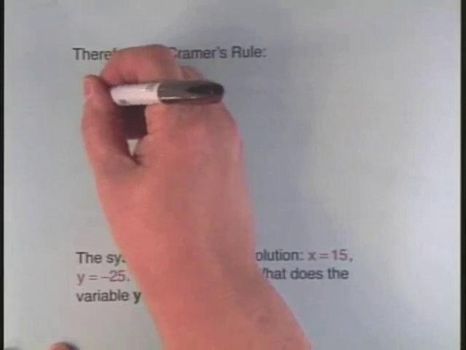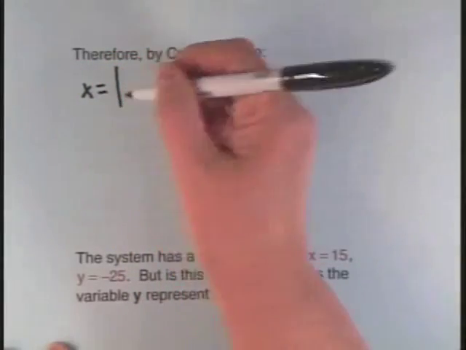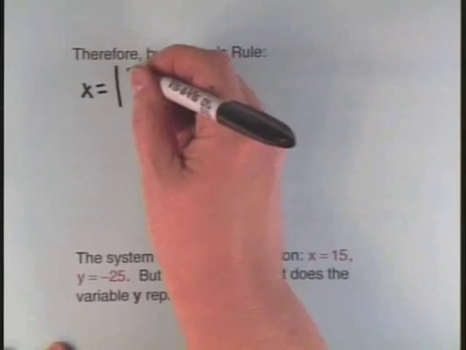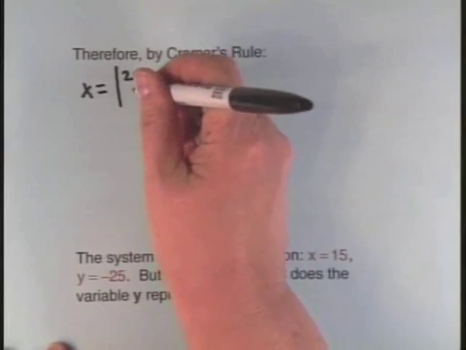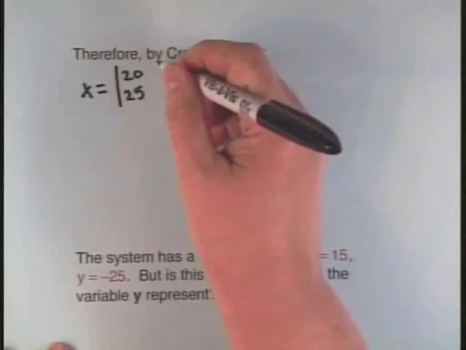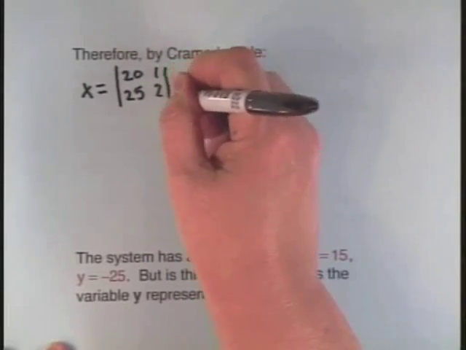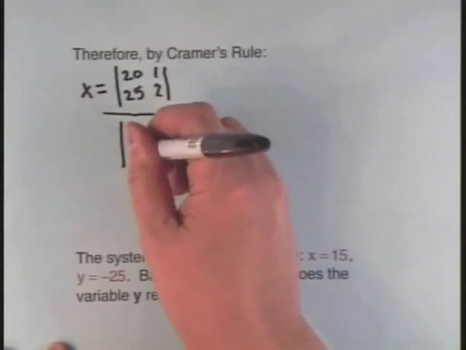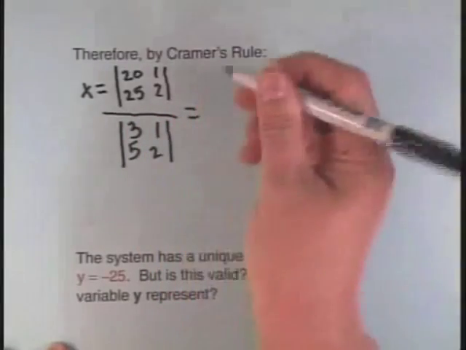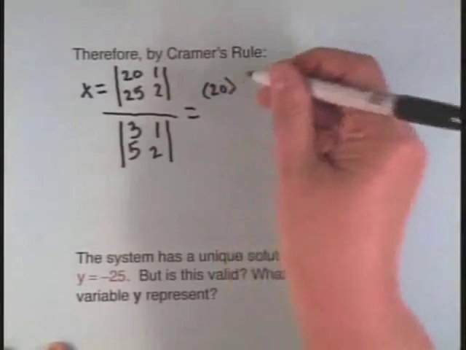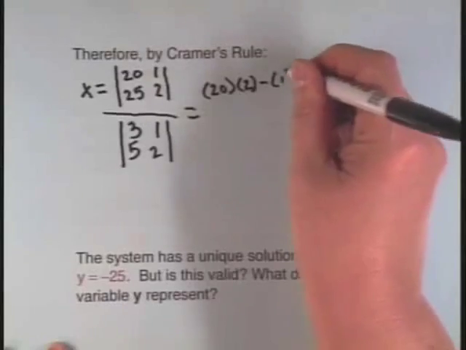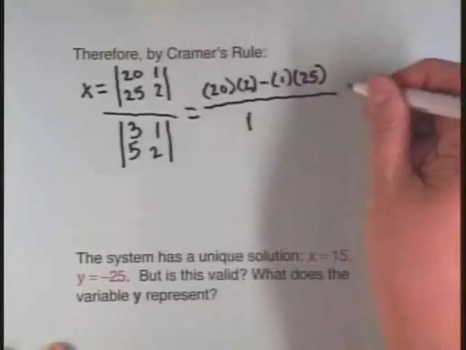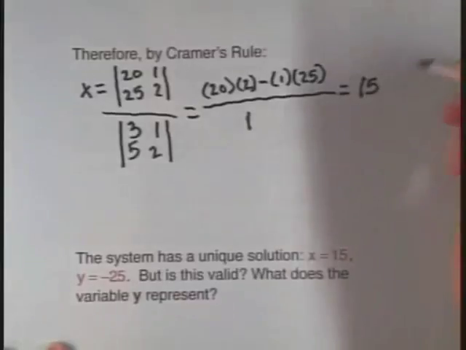Therefore, by Cramer's rule, x is equal to the determinant of the 2 by 2 matrix replacing the first column, the x column, with the constant matrix gives us 20, 25 in the first column, and we use the second column from matrix A. This is divided by the determinant of matrix A. The determinant in our numerator is 20 times 2 minus 1 times 25. We already know the determinant of A is 1, so this gives us a value of 15 for x.